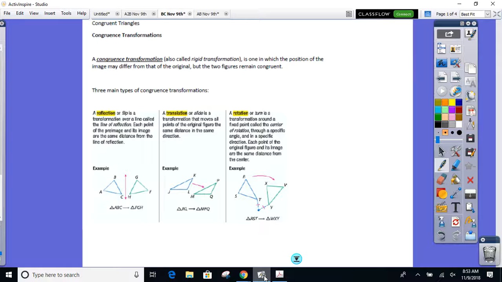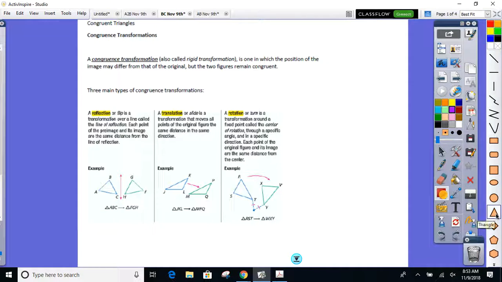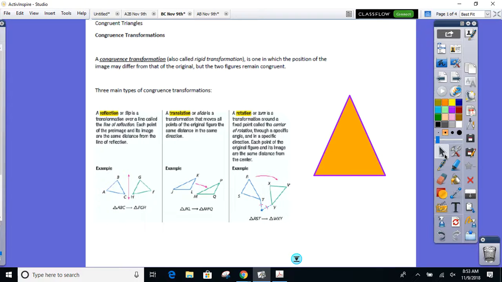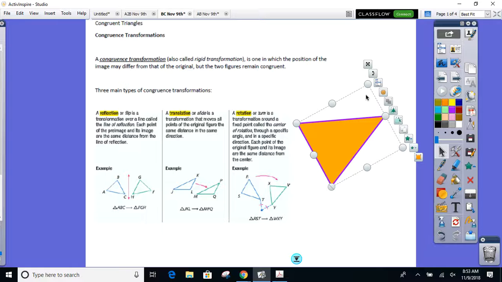What else could I do to this triangle? Why don't I just put one up here? Okay, I could turn the triangle. Would that affect its size or shape? No, it would not. All right. Turning it is another name for rotation, which is the third one here.